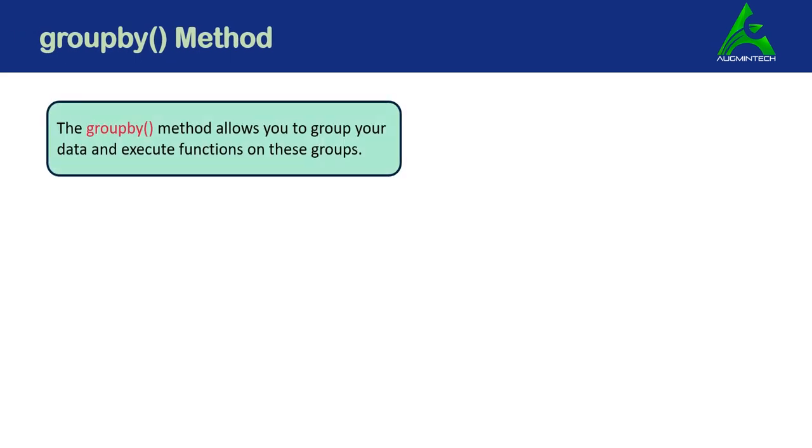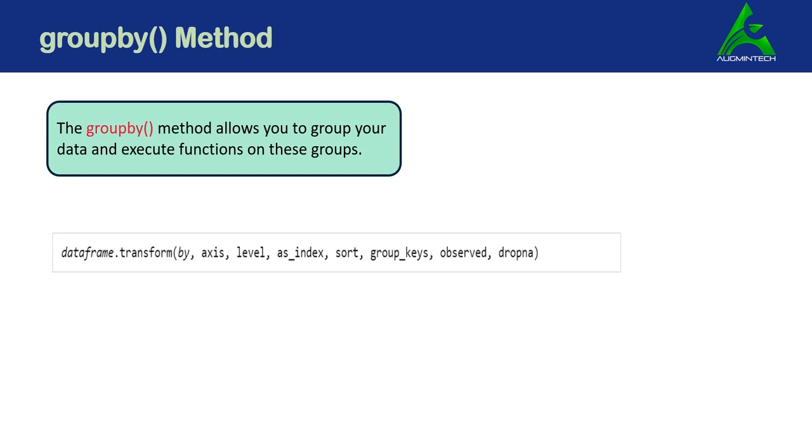Now let's have a look at what is group by method. The group by method allows you to group your data and execute functions on these groups. So here we have data frame dot group by that takes arguments or parameters like by, axis, level, as index, sort, group keys, observed, drop NA.